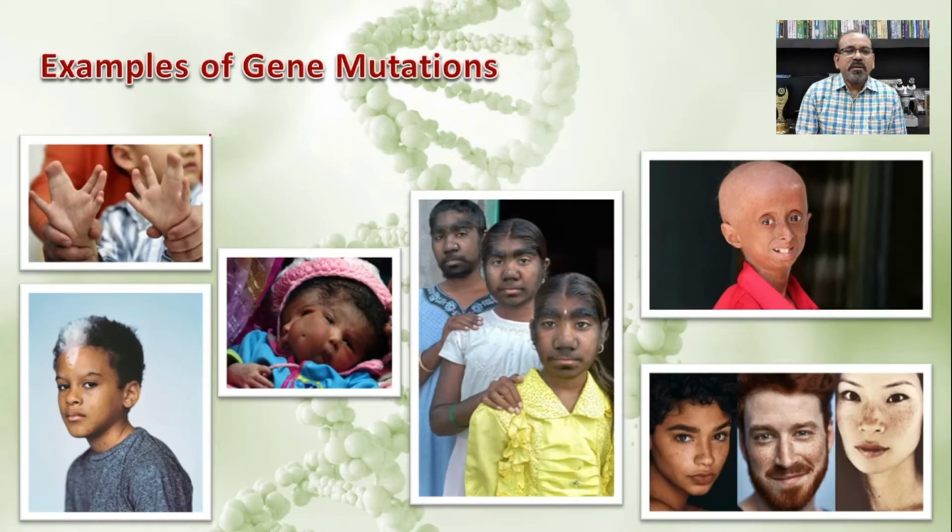So for example, here there are many gene mutations in human beings, animals as well as plants. Some of the interesting examples are taken into consideration in this lecture. Here you will find the presence of many fingers, that is the polydactyly condition. Here there is a formation of an albino patch on the forehead including the hairs.